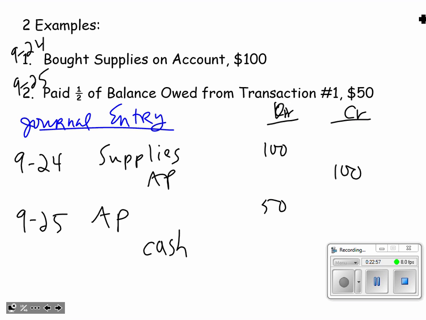Cash is credited for $50. That is what real accountants do. I don't think we're ready for that yet, but I just want you to see that that's what an actual journal entry would look like.